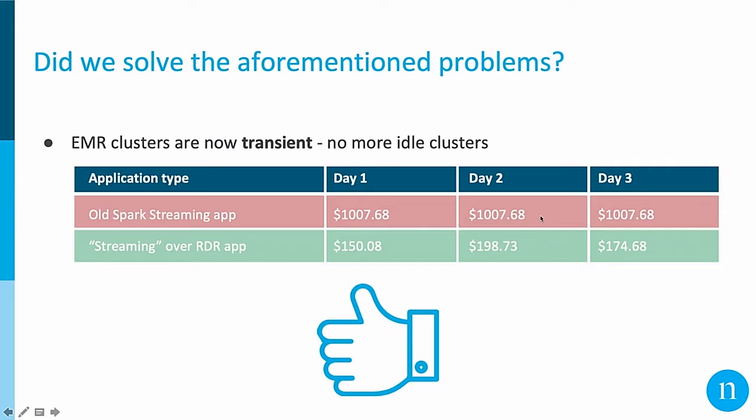So did we solve the aforementioned problems? I mentioned that one of the biggest problems was cost. Because our Spark clusters are now transient, as I mentioned, there are no more idle clusters. Let's look at the cost in the previous and the current solution.